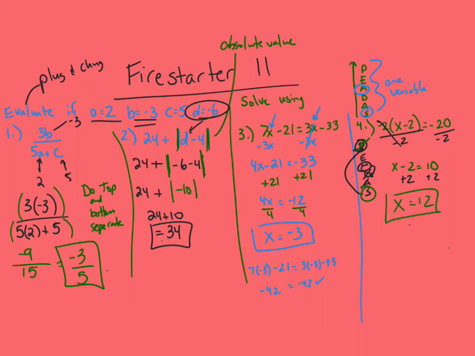And once again, I can check my answer. Negative 2 times 12 minus 2. Does that equal negative 20? Well, 12 minus 2 is 10, so I get negative 2 times 10. That does equal negative 20. That's it.